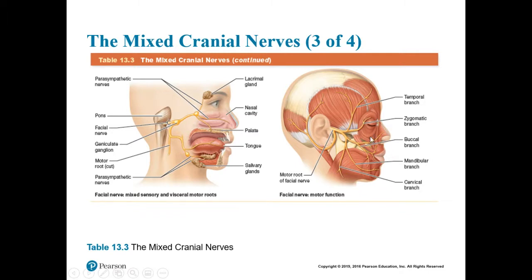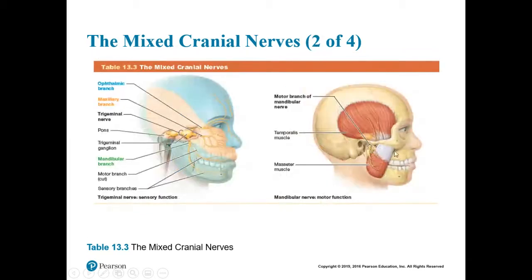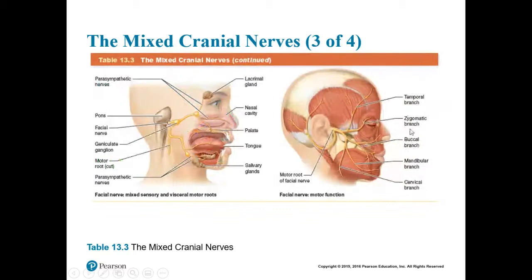Now, the motor division takes care of the other facial muscles, right, that I haven't talked about. These were mandible muscles. Now, these are the rest of the facial muscles. All right, so we have the frontalis muscle right here, orbicularis oculi, orbicularis of the mouth, as well as every single other muscle that plays a role in facial expressions. Right, again, that's the facial nerve motor and facial nerve sensory.